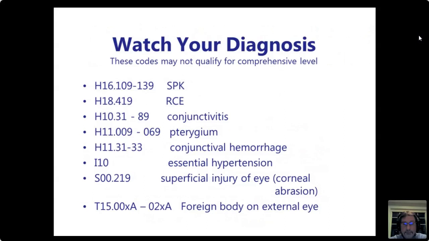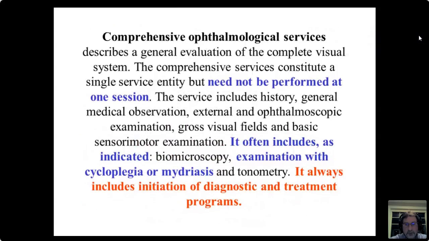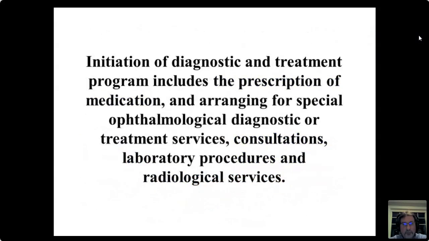Another question is, so a diagnosis of cataract and treatment plan to monitor in 1 year is not sufficient for a 92014? Yep, and when you read that definition, it includes the initiation of a diagnostic and treatment plan. The initiation of a diagnostic and treatment plan includes the prescription of medication, arranging for special ophthalmologic diagnostic or treatment services, consultations, laboratory procedures, and radiological services. So we're not doing a special ophthalmologic diagnostic. You're not bringing them back to do glare testing or some other testing, or doing anything that would really be considered a treatment service. So I think you're really at risk there under audit of running into an issue.